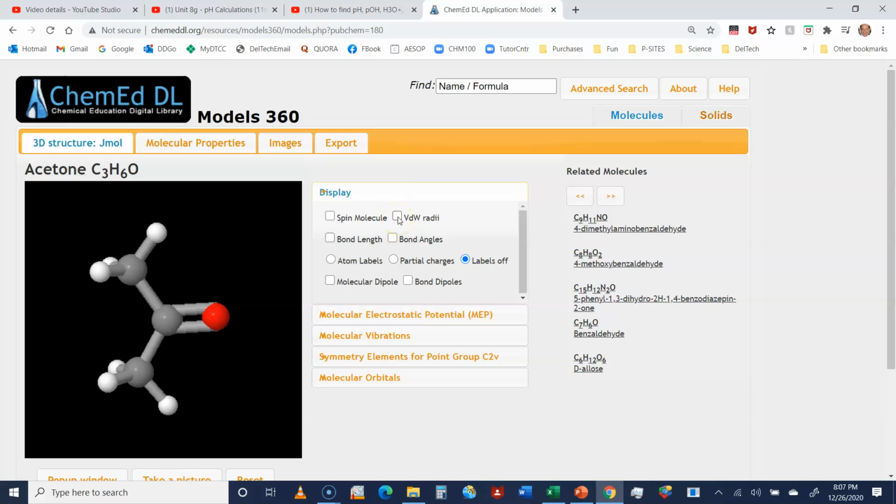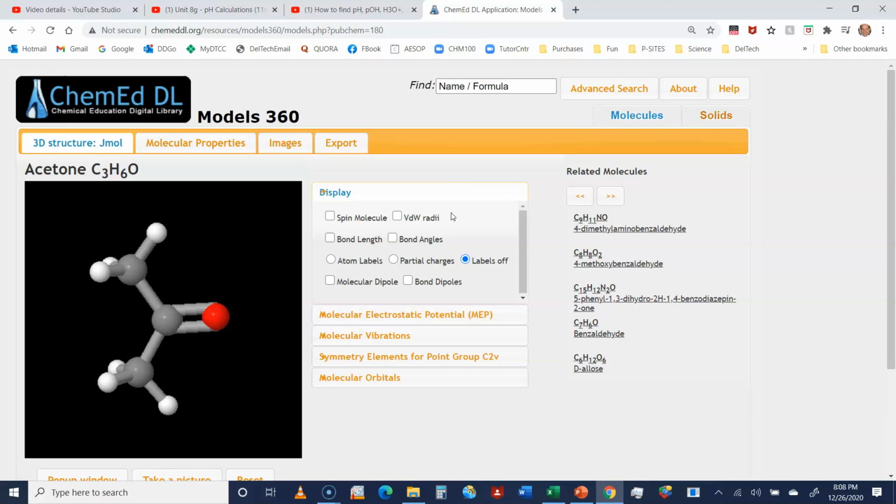But if you want to see what this molecule really looks like, or at least closer to what it really looks like, forgetting the color, of course, you would click the VDW radii button. This stands for van der Waals radii. Van der Waals was a brilliant chemical physicist who was interested in interactions of different types of molecules. And one of the things that he investigated was essentially how big these molecules are.